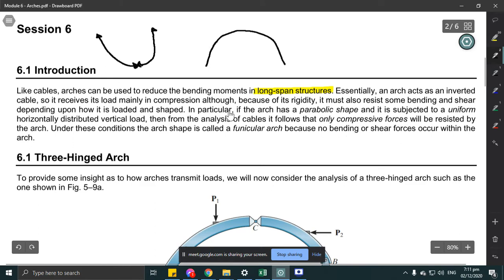So, ang ating main concern dito or yung problems na isosolve natin is under the category of a three-hinge arch. So, ang itsura niya is parang ganito.